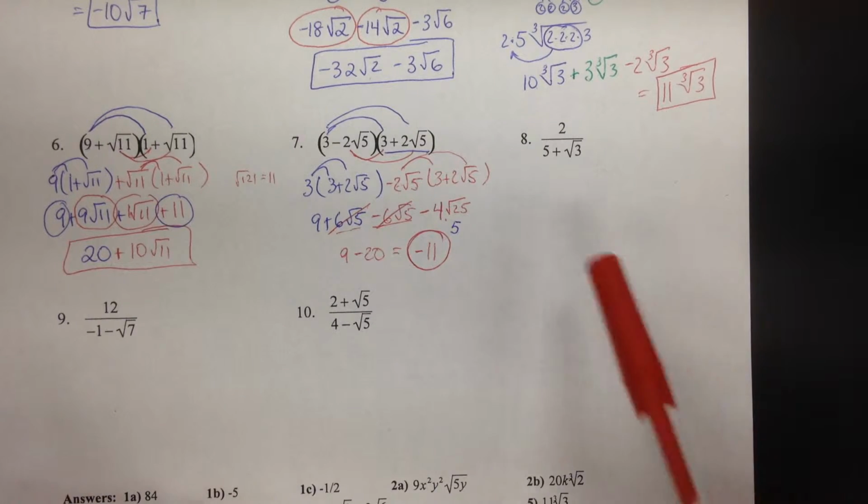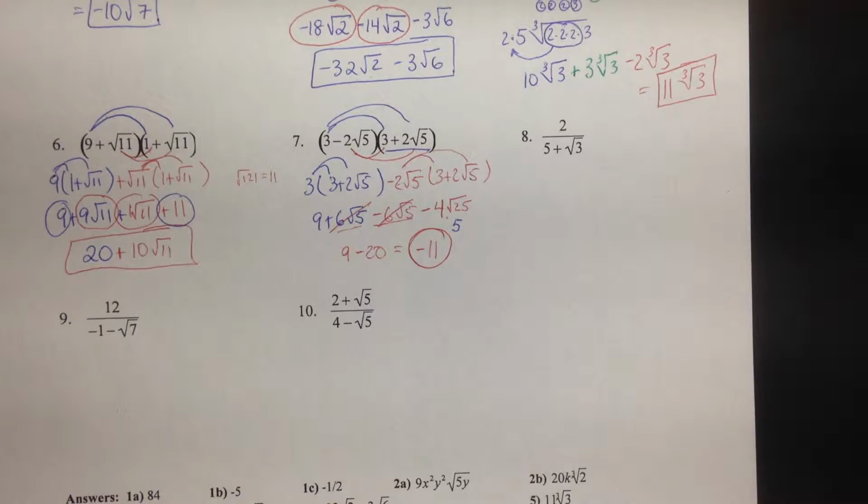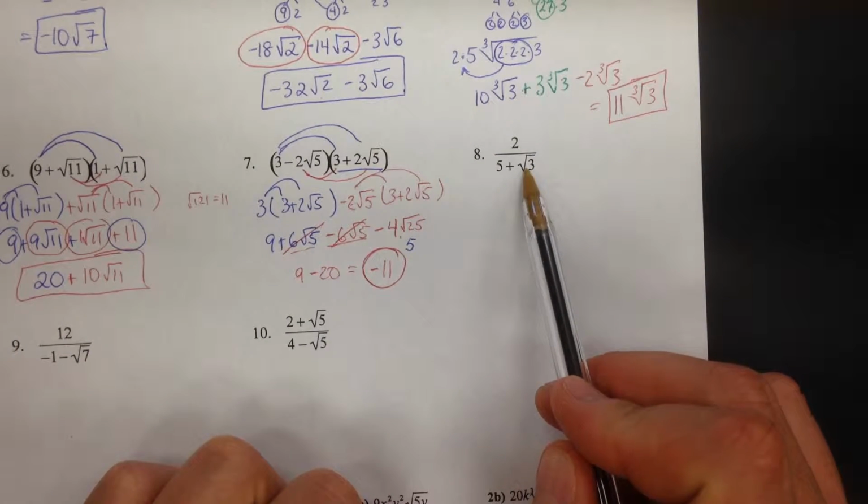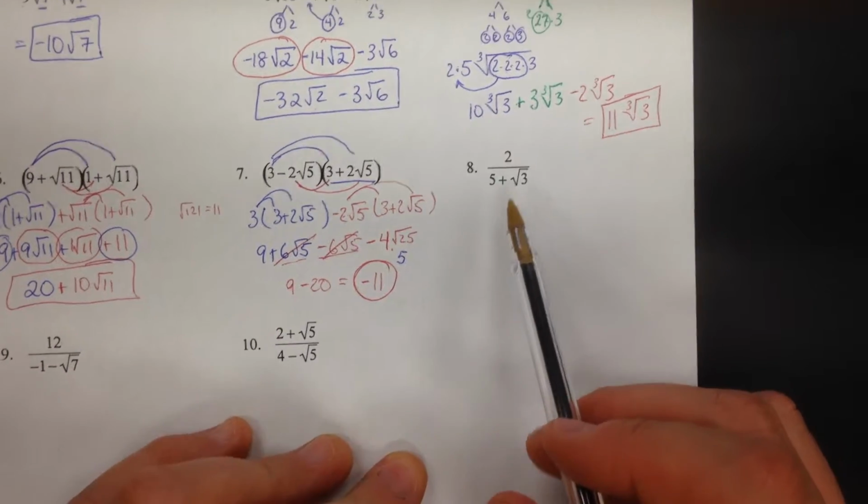Okay, math fans, we're back. Let's take a look at number 8. Now, this is what we did in our last lesson. When you have a radical in the denominator, it is not simplified.